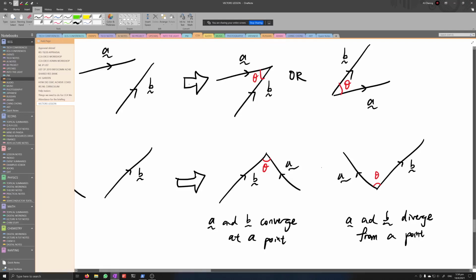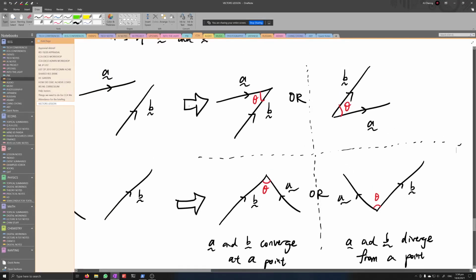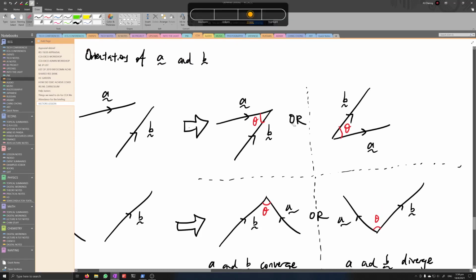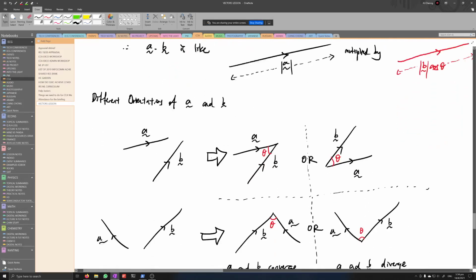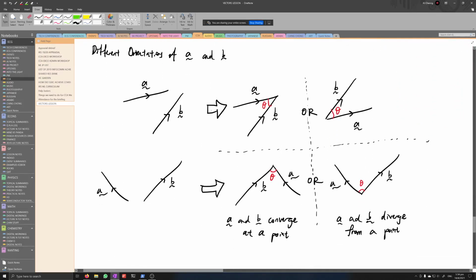So yeah, so we could draw a line that splits them, like so. Yeah, just put it all in the middle. Okay, so that's how the dot product works.